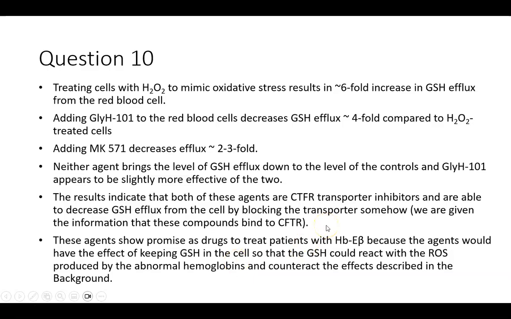If you can get these inhibitors to bind to the transporter so that the efflux doesn't occur, then the effect of that is the glutathione doesn't leave, it stays in the cell. And that means it could react with the reactive oxygen species. And all of those things that the reactive oxygen species produce by the abnormal hemoglobin, all of those symptoms, you could counteract those effects. So these do have some promising use as therapeutic drugs.